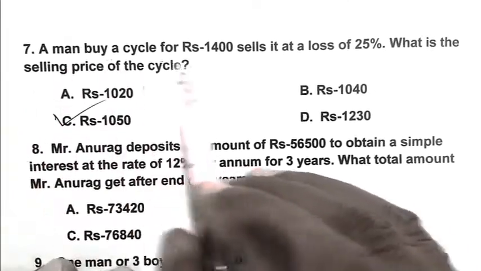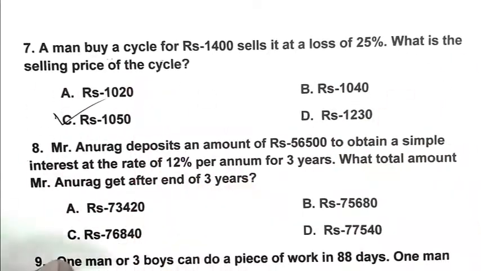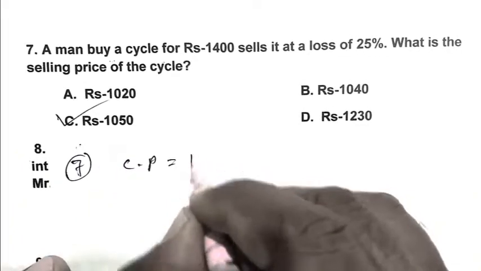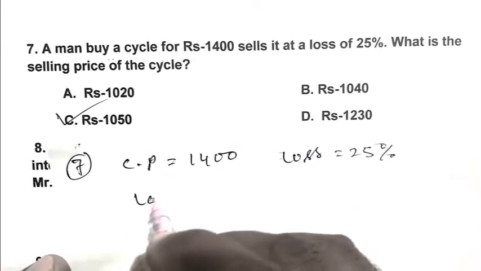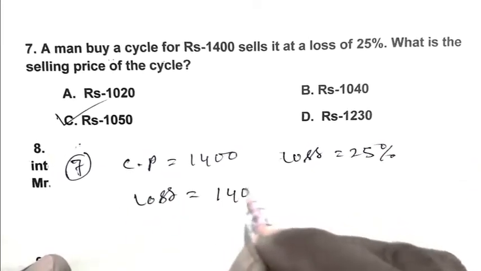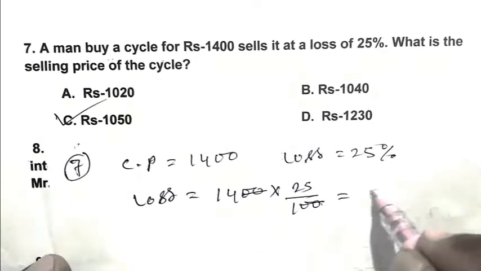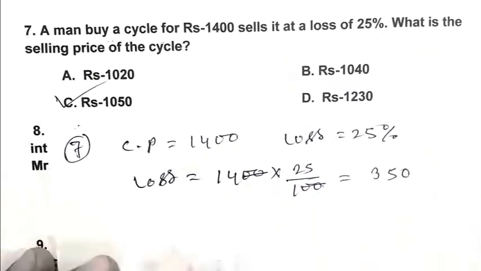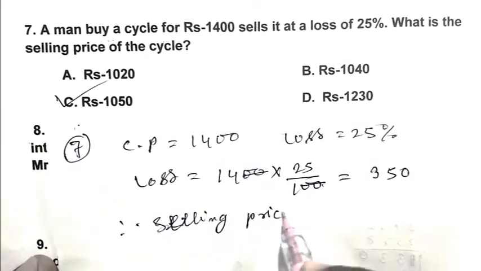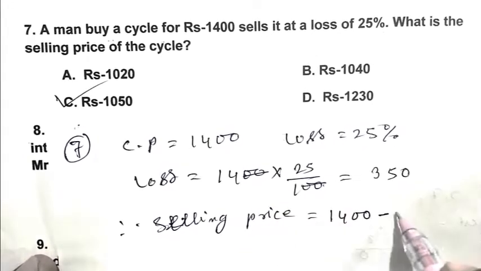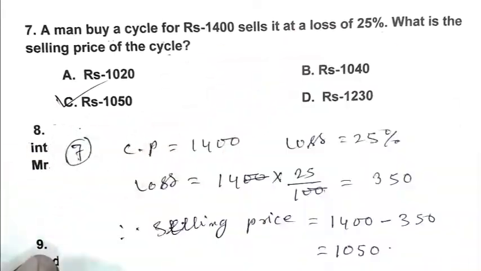Question number 7. A man buy a cycle for rupees 1400, sell it at a loss of 25%. What is the selling price of the cycle? So friend, cost price, that is 1400, loss 25%. So loss amount is 1400 times 25 upon 100, that is 350. So selling price, that is 1400 less 350, that is 1050. So C is the right answer.